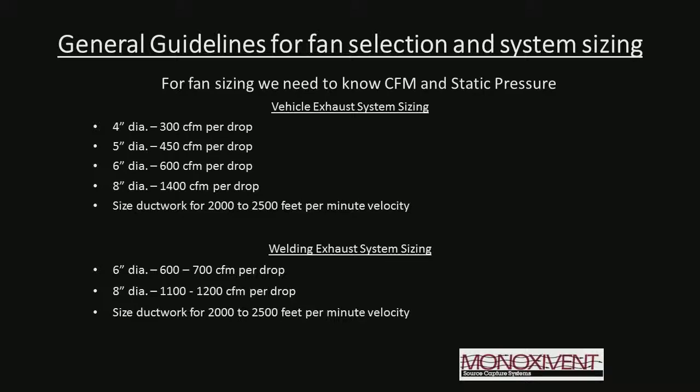Same thing with the welding exhaust. We know we need about 600 to 700 CFM per drop for the 6-inch arms and about 1,100 to 1,200 CFM per drop for the 8-inch arms. Once we add up how many drops we have at what CFM, we come up with our total system CFM. And once we take a look at the duct layout, we can calculate what the static pressure losses are going to be for that duct system.